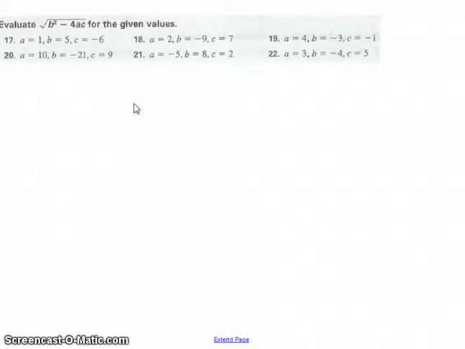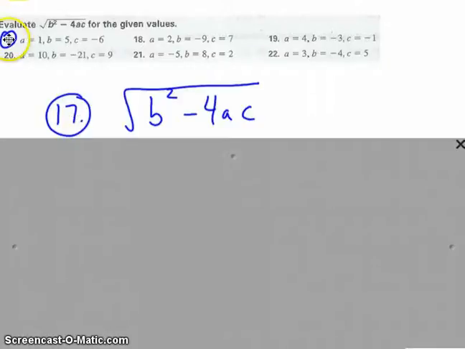Okay, moving on to the next set of examples. This time you were supposed to plug values into this formula, square root of b squared minus 4ac. This is actually a formula that you'll use quite a bit next year in Algebra 2. So I want you to get a little bit comfortable with it, just with the part about plugging values into that formula. The first one I asked you to do was 17.